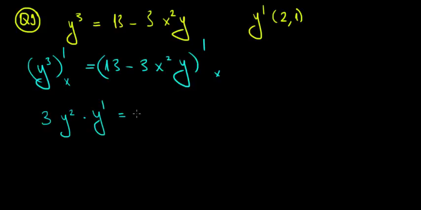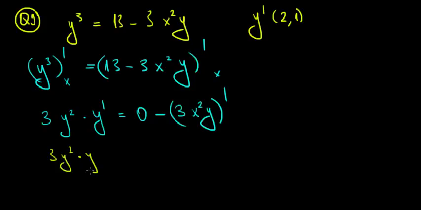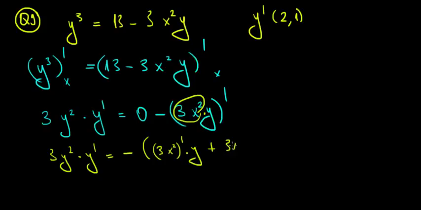Well, a constant's derivative is just 0, so that's 0 minus, what do we have here? 3x squared times y. We're going to use the product rule, so let's just write 3x squared times y derivative. We're going to differentiate it in the next step. Let's keep moving. So we have 3y squared times y derivative equals minus, and now let's use the product rule. This will be our first term, 3x squared, and y will be our second term. So we would have 3x squared's derivative times y plus 3x squared times y derivative.